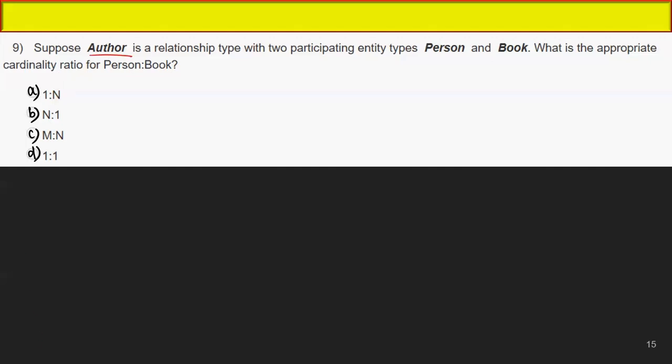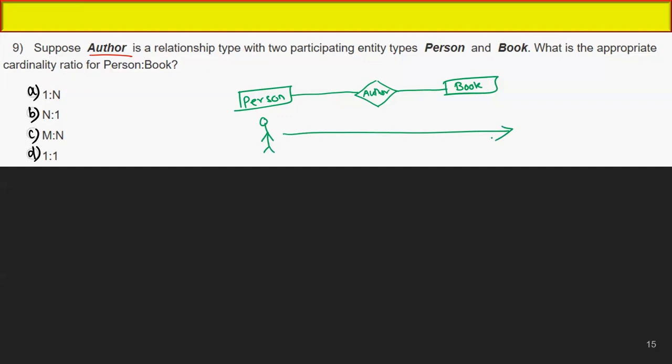Author is a relationship. What are they telling now? Author is a relationship, so what symbol will come? You are going to give this symbol. And two participating entities: person is one entity and book is another entity. What is the cardinality ratio of person to book? From this standpoint you are going to see. Correct? Think about the idea.